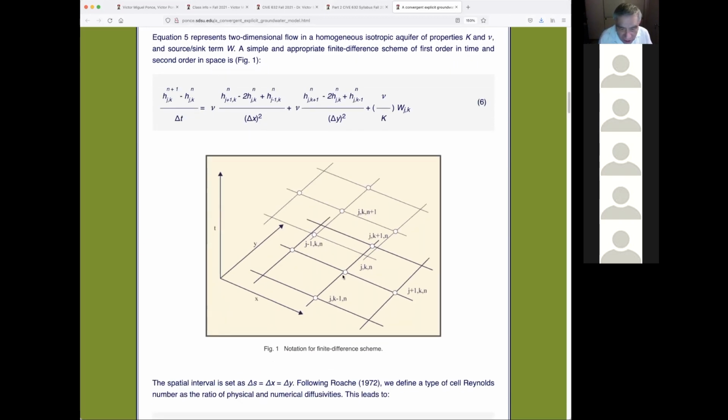We have in here J,K,n over here. J,K plus 1,n, J,K minus 1,n, J plus 1,K,n, J minus 1,K,n, right? Those are the four values that are going to be taken. And then above, on the advanced level, we have J,K,n plus 1. If you look at these indices or sub-indices in here, you'll see that it makes sense. Again, I repeat, in the center, J,K,n. Advance one time, J,K,n plus 1. Then forward over here on the x is j plus 1, j minus 1, and on the y is k plus 1 and k minus 1.